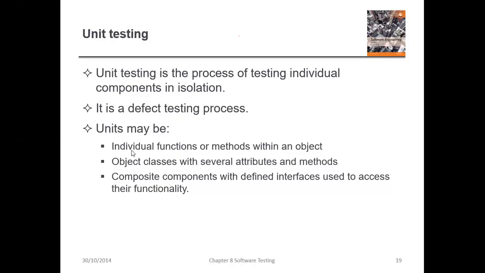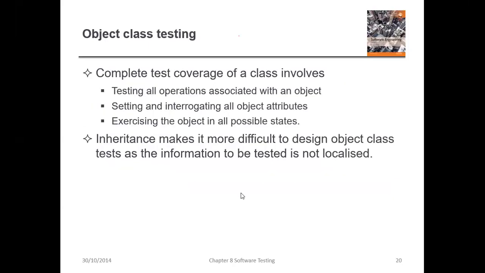So a unit may be individual functions or methods within an object. It could be object classes with several attributes and methods, or it could be composite components with defined interfaces that are used to assess their functionality. So an example is object class testing. If you're going to test the object class, how do you perform the test?